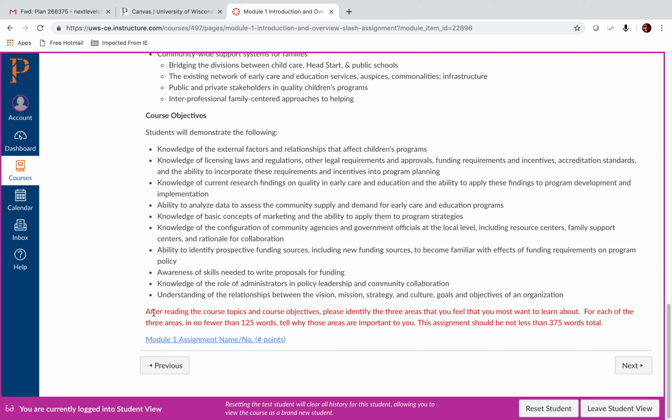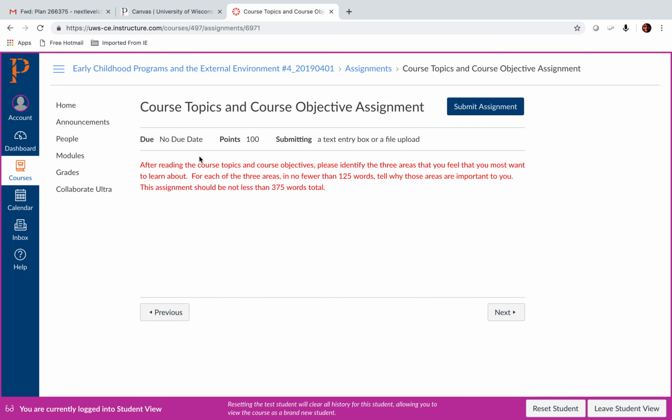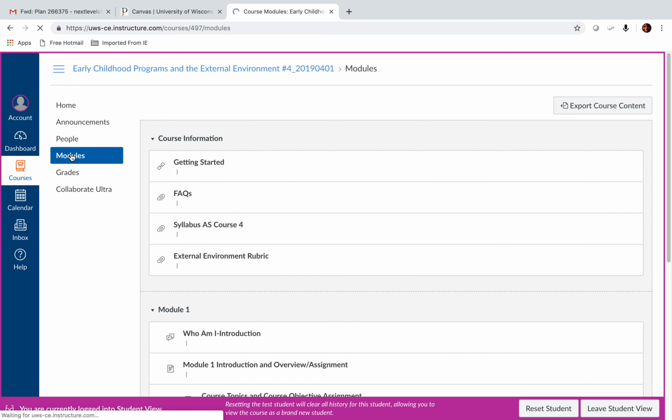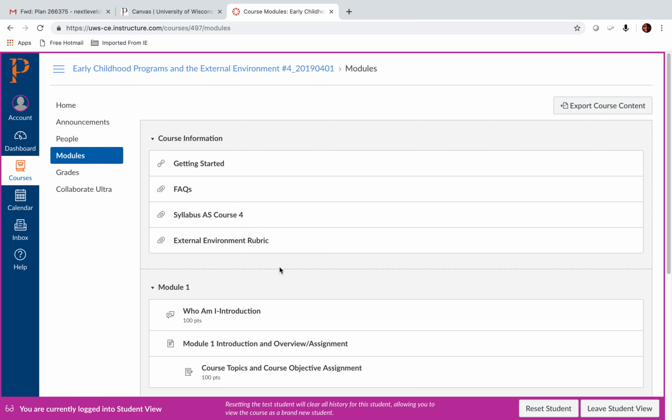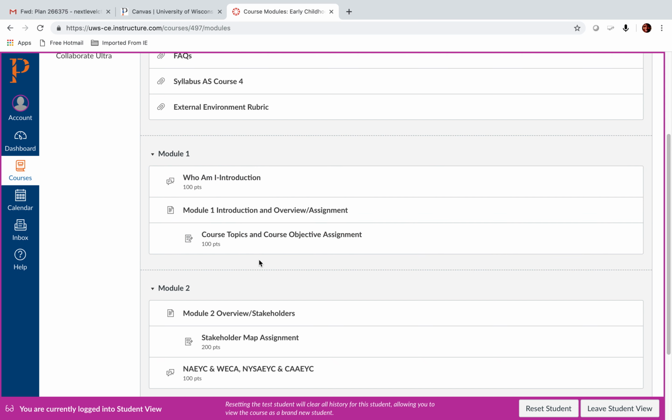Please identify the area, maybe in bold, highlight it, underline it, whatever you got to do, and then answer the question below it. In order to do that, you would just click on this, and this says the exact same thing, and where it says submit your assignment, that will tell you how to do that. So I'm going to go back to modules, and when we go back to modules, that is all you have to do for this first week.